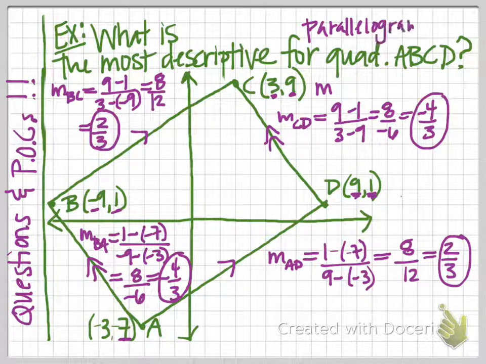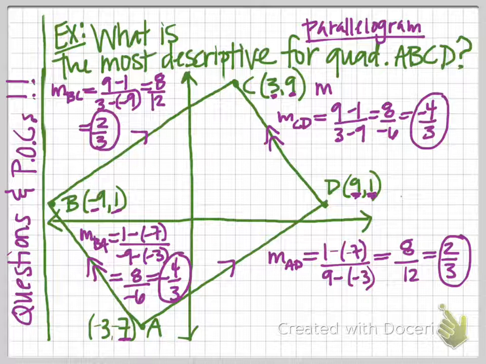But it says the most descriptive name. Well, I need to see if it could be one of the special types of parallelograms, either a rectangle, rhombus, or square. In order to be a square, it's got to be a rectangle and a rhombus. Let me consider rectangle first, because in rectangle, if I look at those tests, I've got one that says all four angles are right angles.